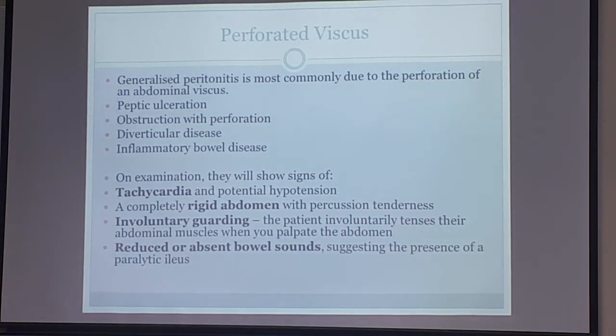Classically, these patients again will be tachycardic and hypotensive. These are the patients like our gentleman, they will have a rigid abdomen. They'll have involuntary guarding and reduced or absent bowel sounds. We went through all of that earlier.